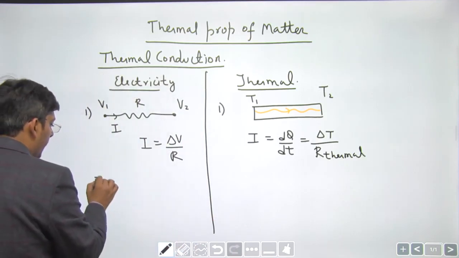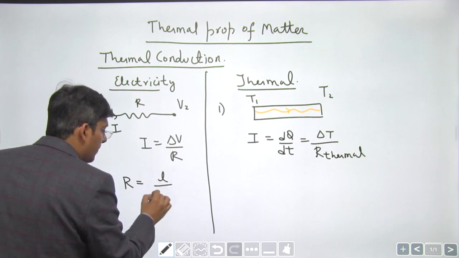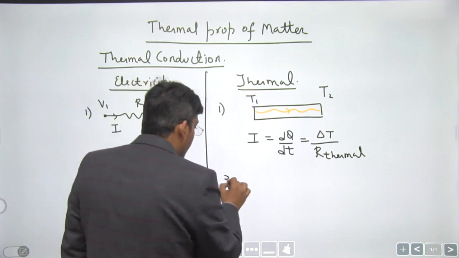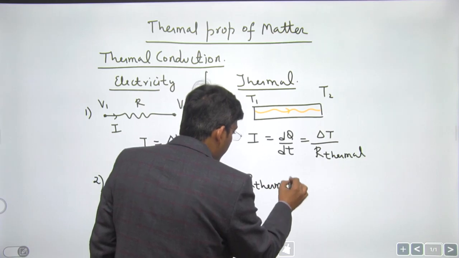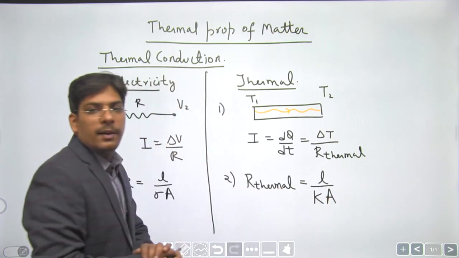Now, do we have the formula for electrical resistance? Yes, we have. L by sigma into A. Sigma is the electrical conductivity. Similarly, you have the thermal resistance, which is L by K into A, where K is going to be thermal conductivity, right dear students?